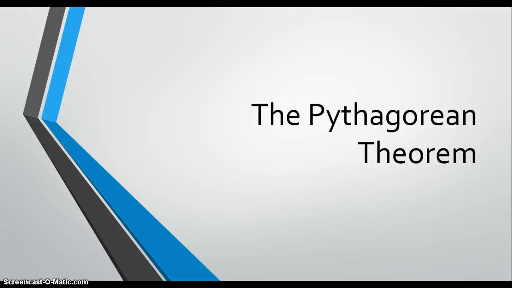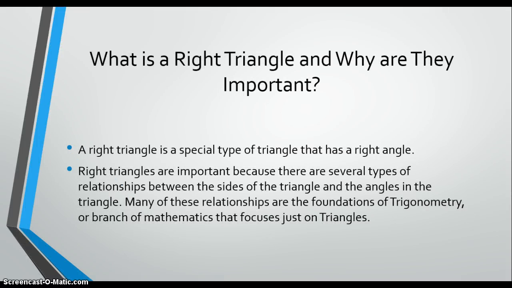Tonight you guys are going to learn about the Pythagorean Theorem, but first we need to understand what a right triangle is and why they are important. A right triangle is a special type of triangle that has a right angle. Right triangles are important because there are several types of relationships between the sides of the triangle and the angles in the triangle, and those relationships are the foundation of trigonometry, which is the study of triangles.